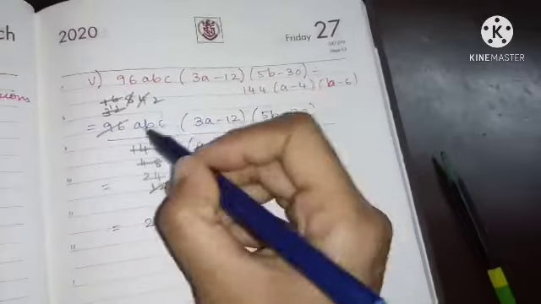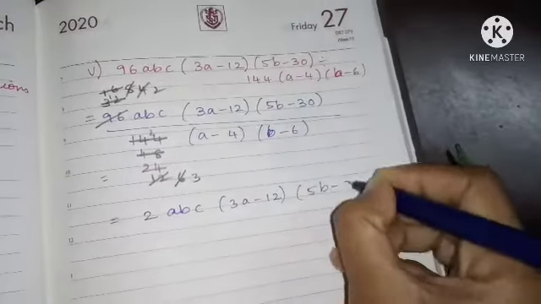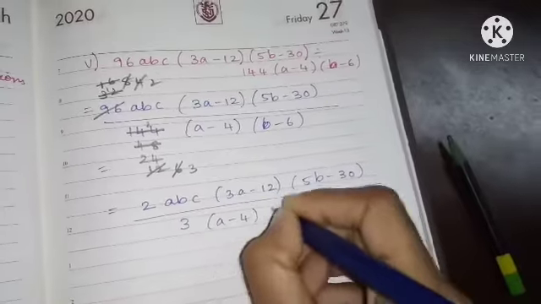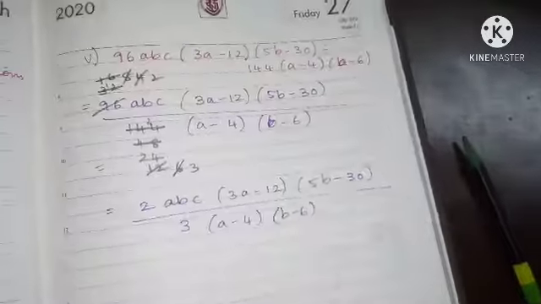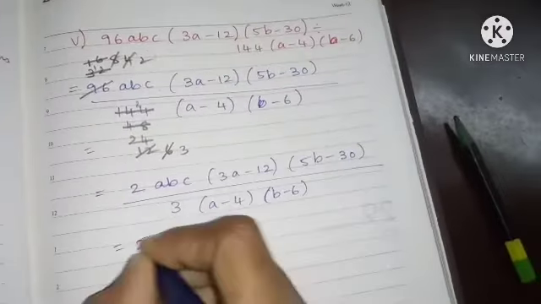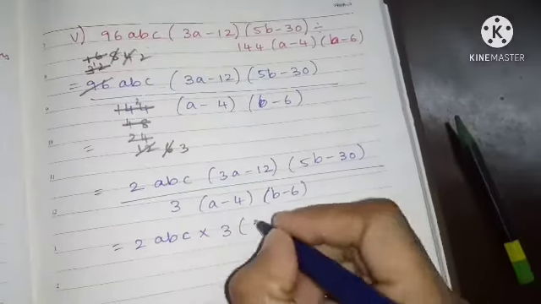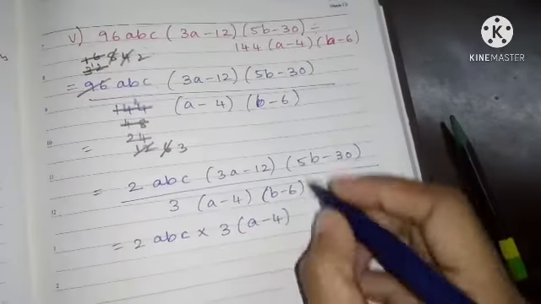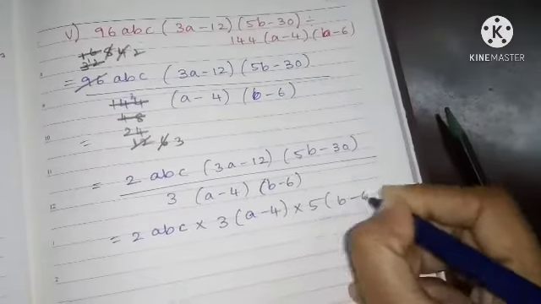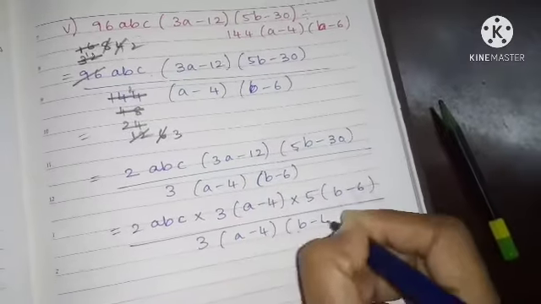2abc, because 2 is there, abc of 3a minus 12 into 5b minus 30 divided by 3 of a minus 4 into b minus 6. Now in this 3a minus 12 you can take 3 outside, so a minus 4. In this 5b minus 30 I take 5 outside, so 5 of b minus 6, divided by 3 into a minus 4 into b minus 6.